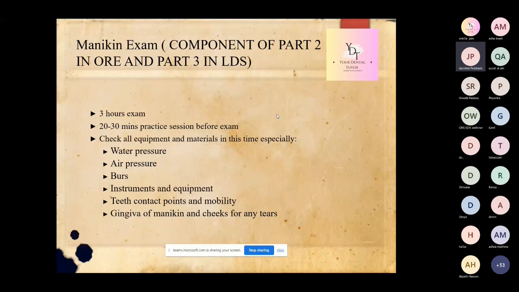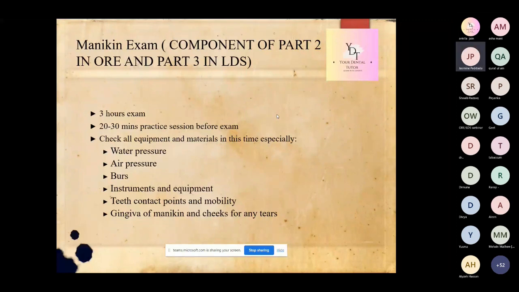At the start of the exam, you get 20 to 30 minutes just to get well versed with how the equipment works, how the chair is, and if you're happy with your set of equipment, your mannequin head, everything. You check the water pressure, air pressure, burrs, instruments, you check everything. And in that 30 minutes, if you have any troubles, you let the nurse know and they sort the trouble out. After that, they will give you the tasks which are to be done in the 3 hours.